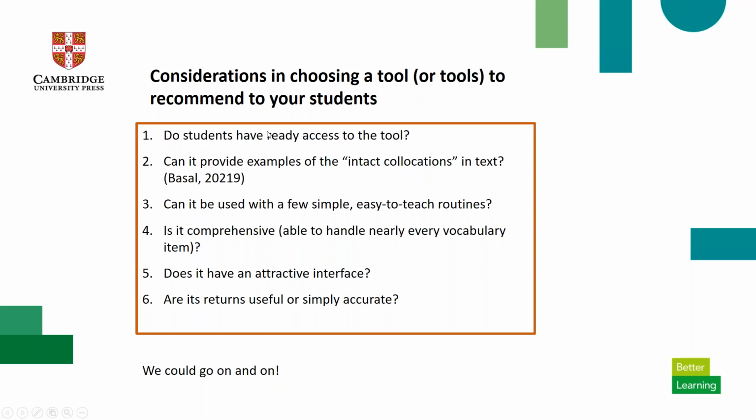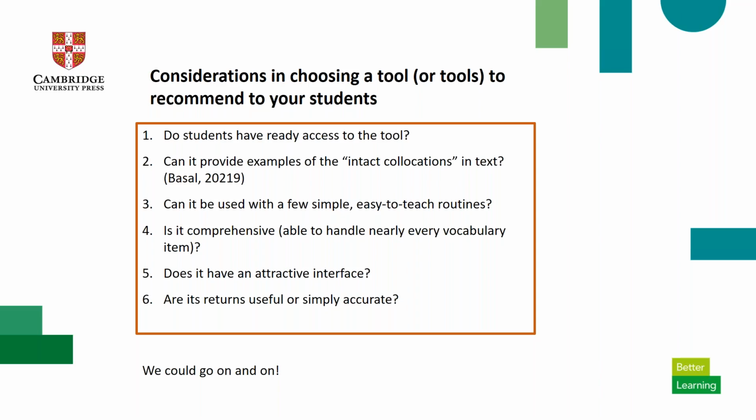Now, when I think about what tools to recommend, I think, do students have ready access to it? That is, if it's too bizarre and they can't get it, it's not going to be any good for them. Can it provide examples of intact collocations? Remember, I showed you those examples of wonder about in sentences. Students ought to be able to do that. They ought to be able to see the collocations in action. Can the tool be used with a few simple, easy to teach routines? If it's too complicated, they're not computer scientists, most of my students.